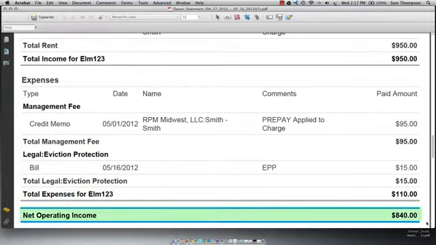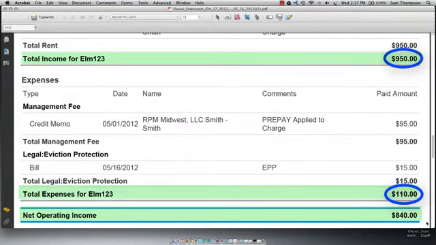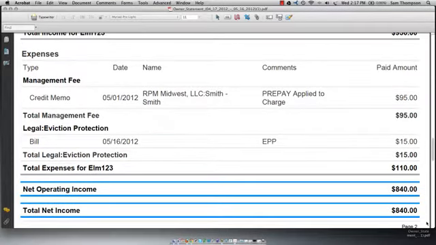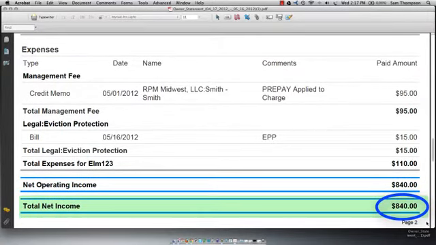This brings you to the net operating income, all income less all expenses, of $840 for this month, which is also the total net income for the month, as shown on the last line of the building.